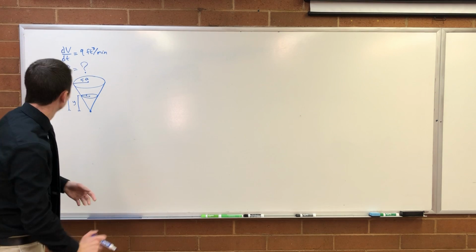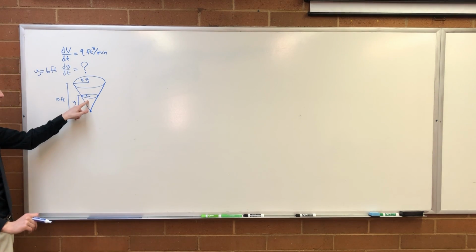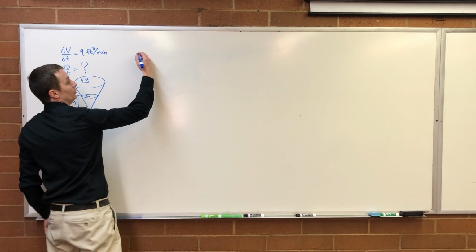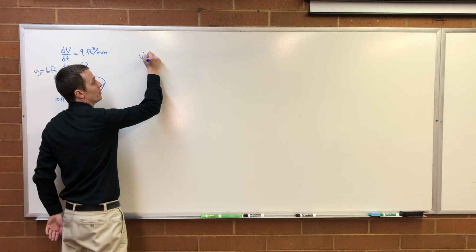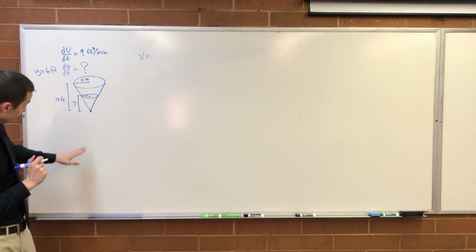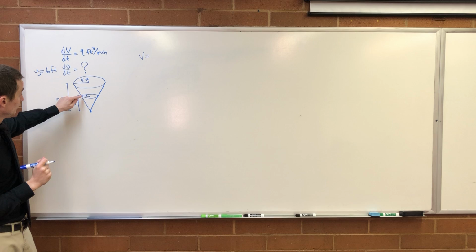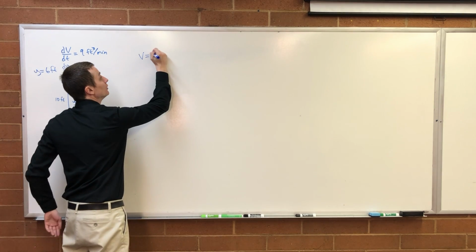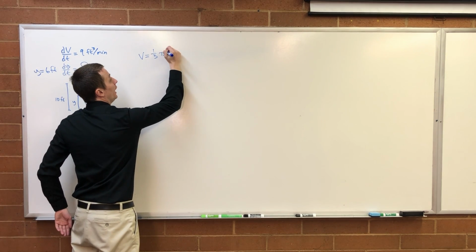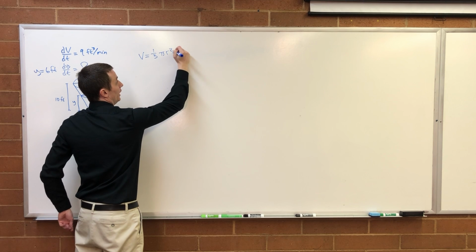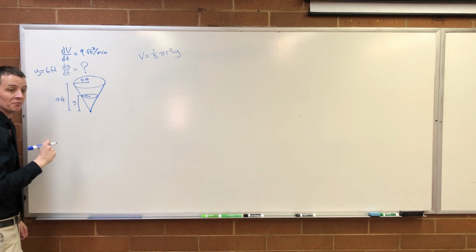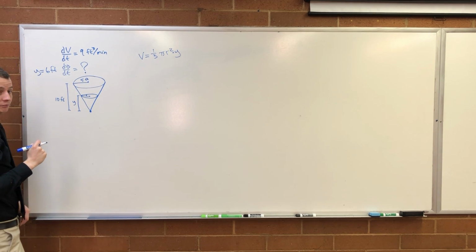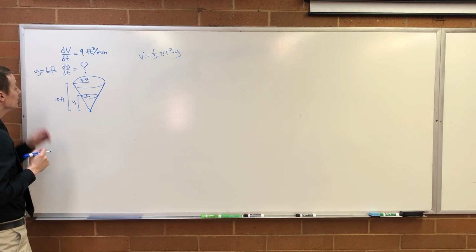Okay. Anyways, so what is the volume of this now? So the volume of the water is equal to 1/3 pi r squared times y. Okay. You with me so far? Yeah. Okay.